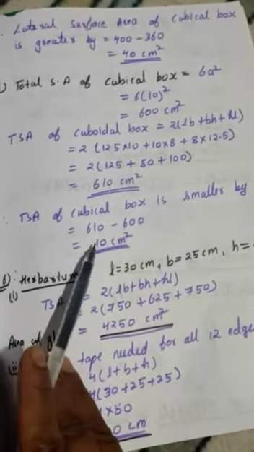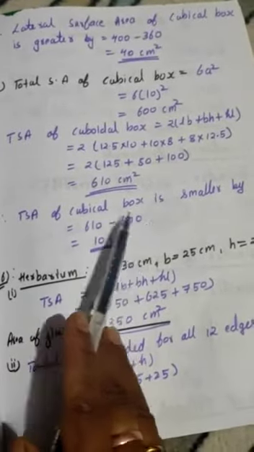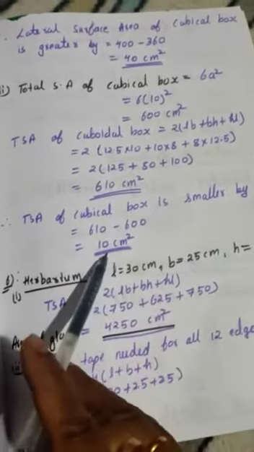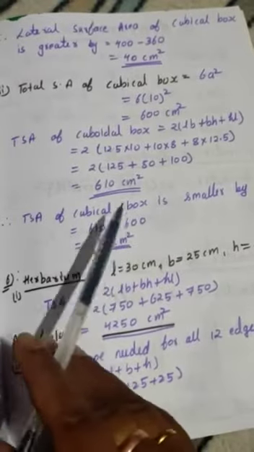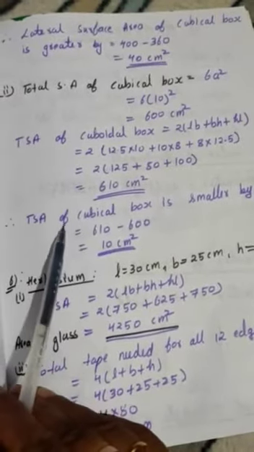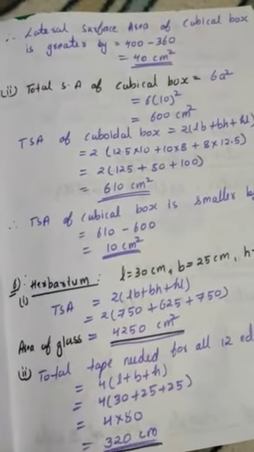So here you can see that the total surface area of the cubical box is smaller. Earlier, the lateral surface area of the cubical box was greater. Now the total surface area of the cubical box is smaller by 10 centimeter square, because in this question it is asked which one has the smaller TSA. So this is the answer.